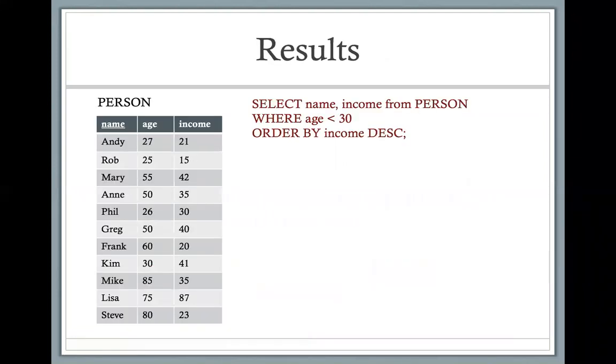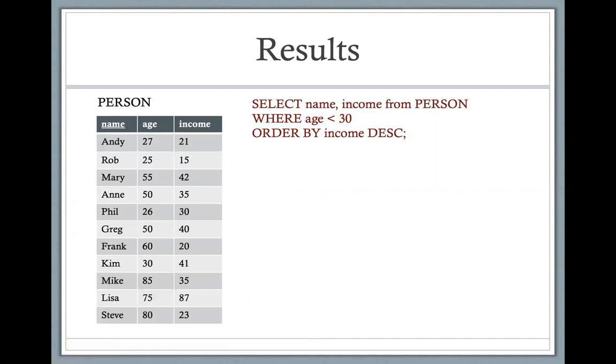So again, I had 3 only candidates. So Andy, Rob, right? These are the ones who have age less than 30, and who else? And Phil. So Andy, Rob, and Phil. Now I want to sort them based on income descendingly. What do I get? Who do I get on top? Descendingly, not ascendingly. Descendingly means from the higher value to the lower value. So I have the matching records Andy, Rob, and Phil. Who has the highest income out of these 3 people?